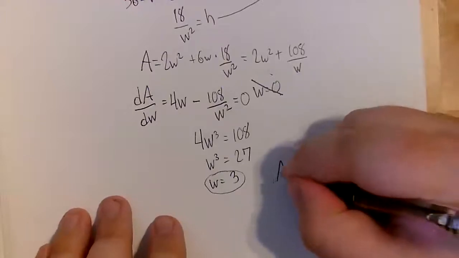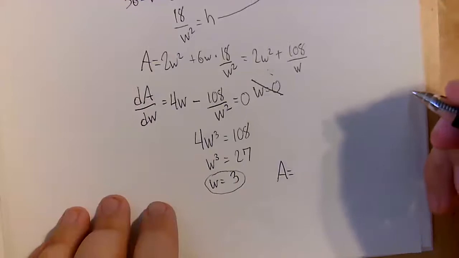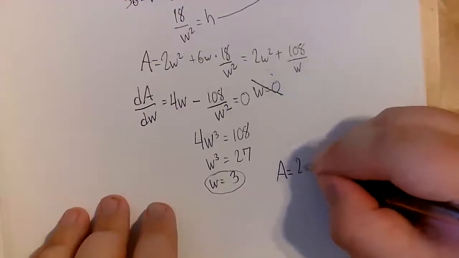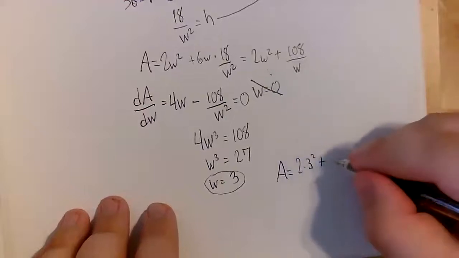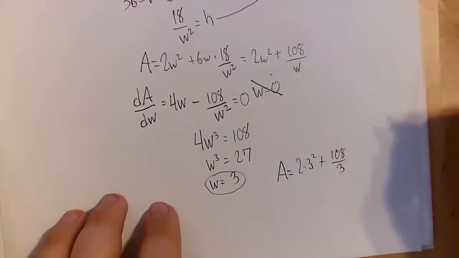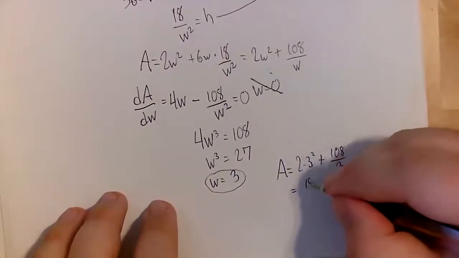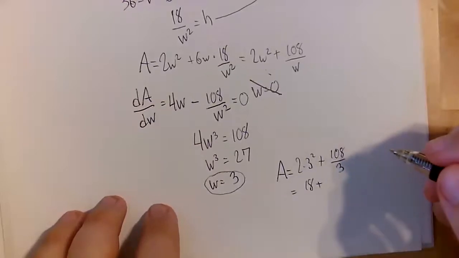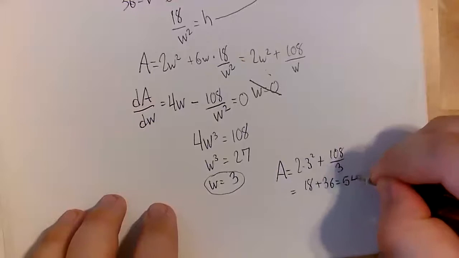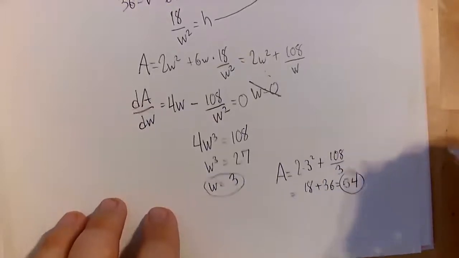So this means that our surface area is equal to 2W squared. So it's going to be 2 times 3 squared plus 108 divided by 3. All right, so this is 18. 108 divided by 3 is 36. So we end up with 54 as our smallest surface area.